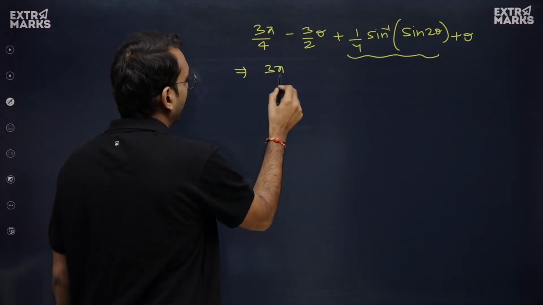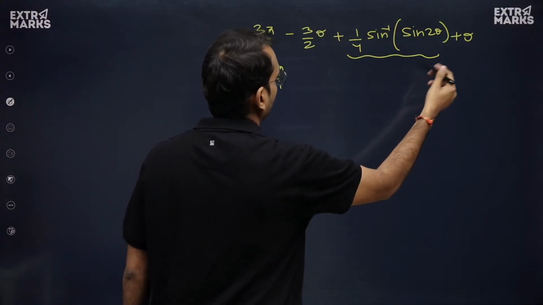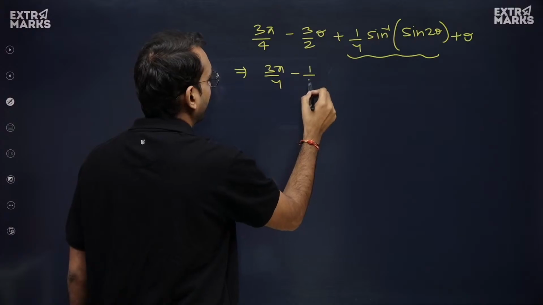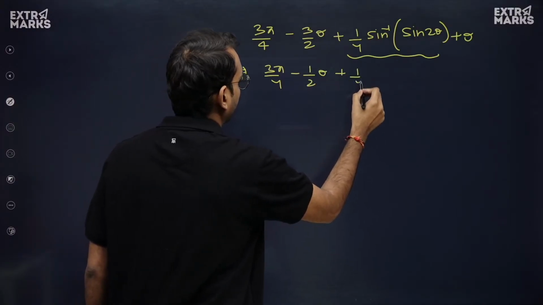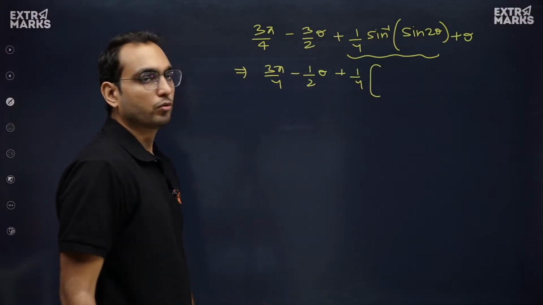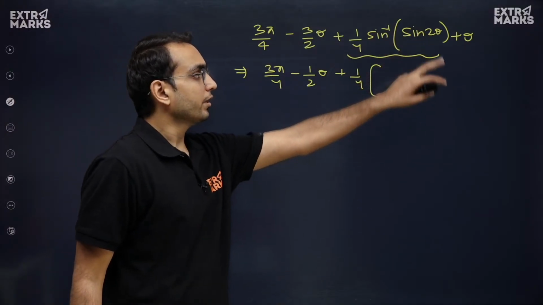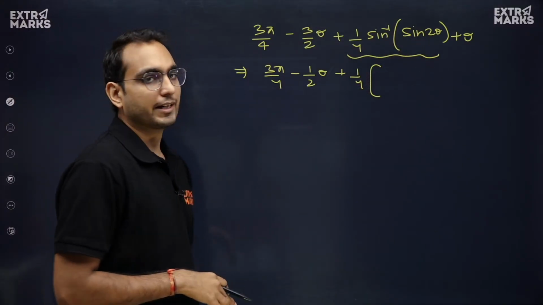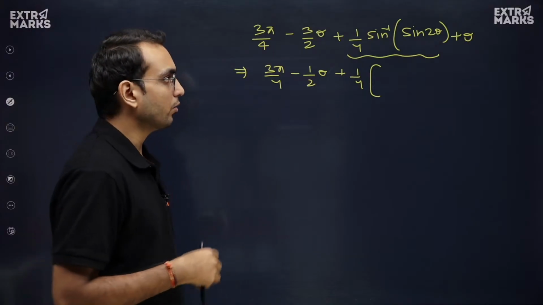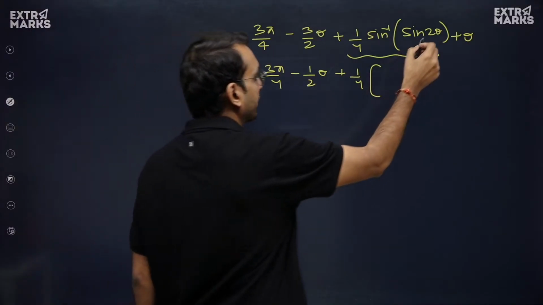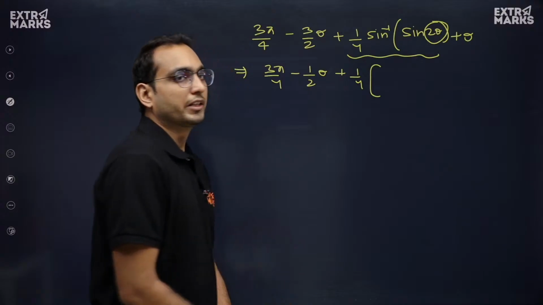So 3 pi by 4 minus 3 by 2 theta plus theta is minus 1 by 2 theta plus 1 by 4. Now sine inverse of sine 2 theta. I want to see how this 2 theta will come out of this sine inverse and sine. Maybe it's pi minus or pi plus or something like that. So first I have to see in what interval 2 theta belongs.